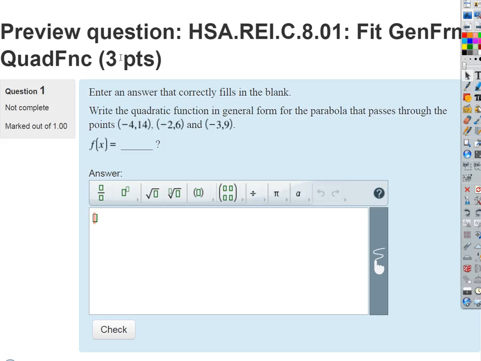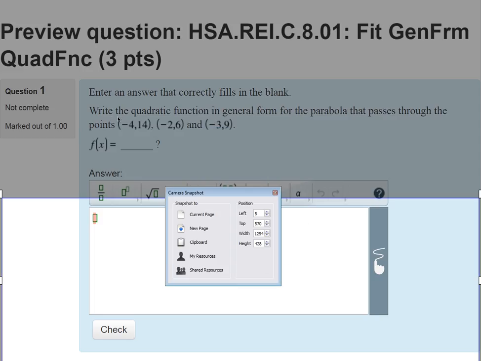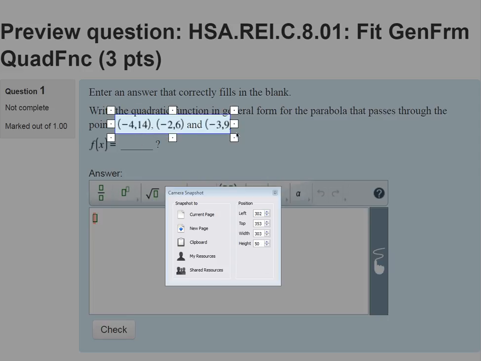Okay, let's have a quick look. I just want to show you one I didn't get through. If you feel like you got this, just ignore me and keep working. But if you don't, have a look. This is one where we want to fit the quadratic function, in general form, for the parabola that passes through those 3 points. I think this is the one thing we didn't get through completely. We kind of got cut off at the end.